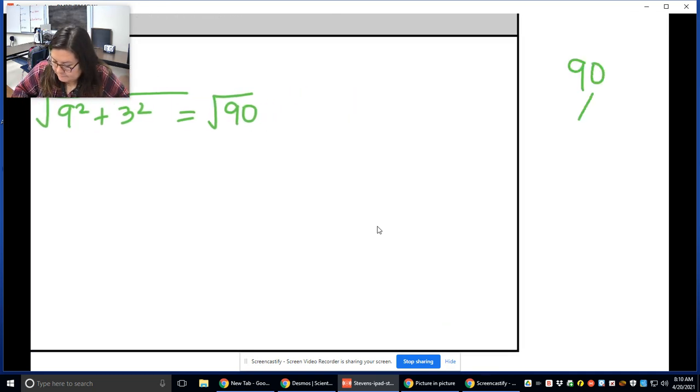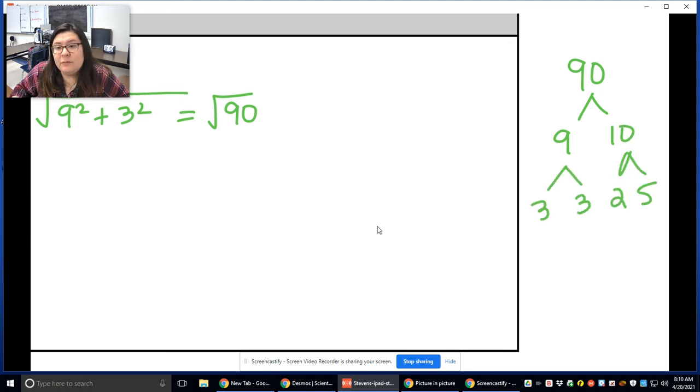90 is 9 times 10. That 9 is 3 times 3. 10 is 2 times 5. So there's two 3s. That can go to the outside. So this is going to become 3 square root 10.